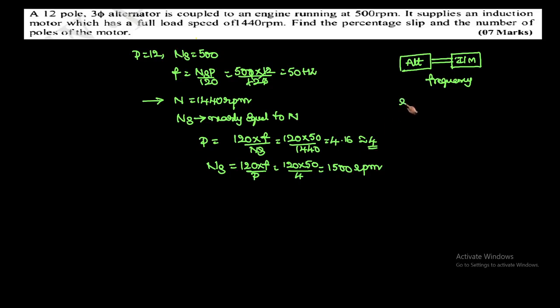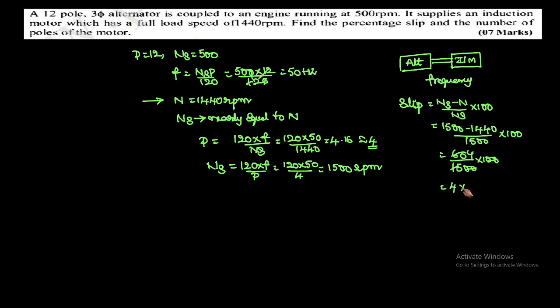He is asking for the slip. The slip is Ns minus N divided by Ns, expressed as a percentage, since he asked for the percentage slip. Ns is 1500, N is 1440, divided by 1500 into 100. That is 60 divided by 1500 into 100. So you get 4% slip in the induction motor.